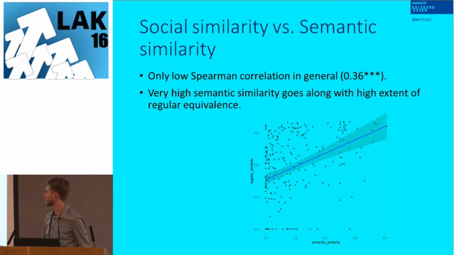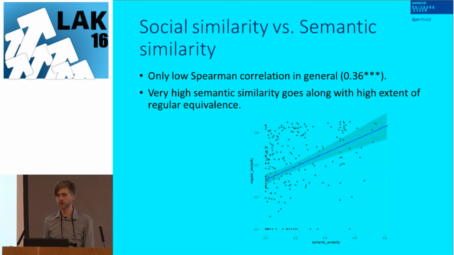What can we do? We can simply calculate the correlation between the semantic and the social similarity. And the result is there is some correlation, but it's very low. If we plot the semantic similarity on the x-axis against the extent of regular equivalence, the social similarity, on the y-axis, we can see high semantic similarity goes along with high social similarity, but on the other end, it is not true. We have pairs of users with zero semantic similarity but high regular similarity, or we can also say social similarity. So the correlation is not that high.